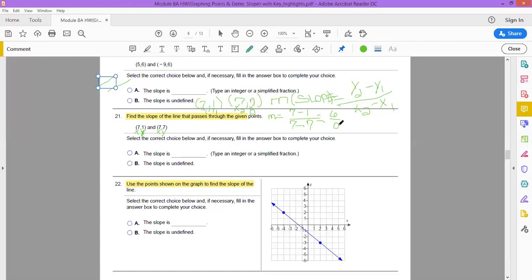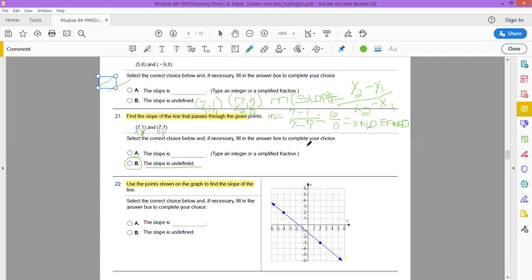If you attempt to divide 6 by 0 in your calculator, you're going to see an error message or undefined, because it's impossible to divide 6 by 0. So this slope is actually undefined. So you would choose letter B. The slope is undefined.